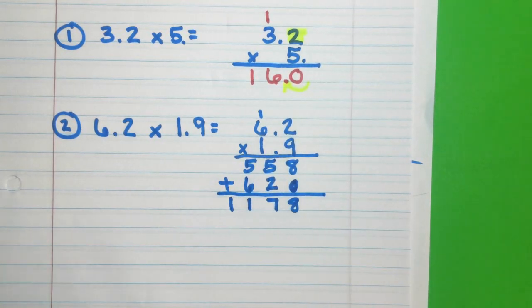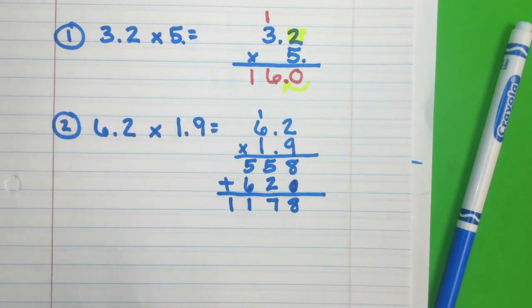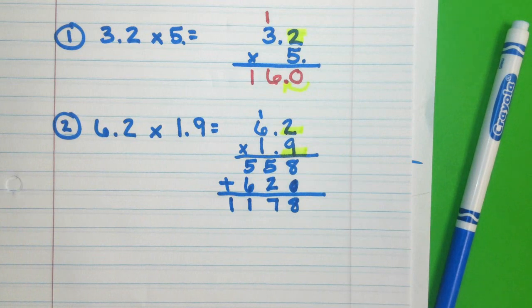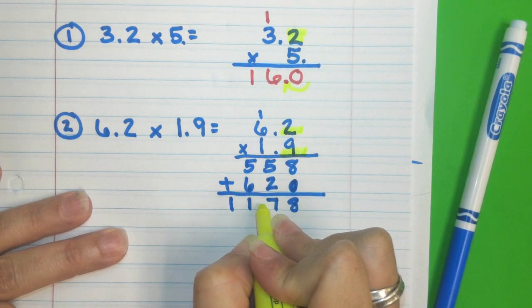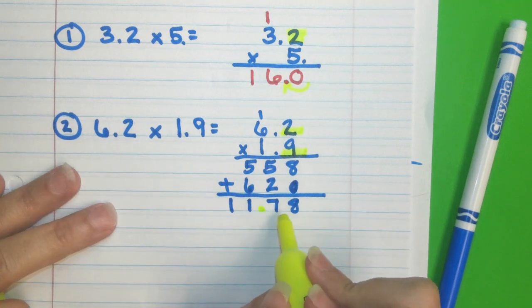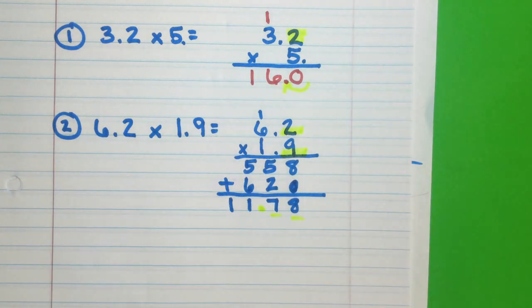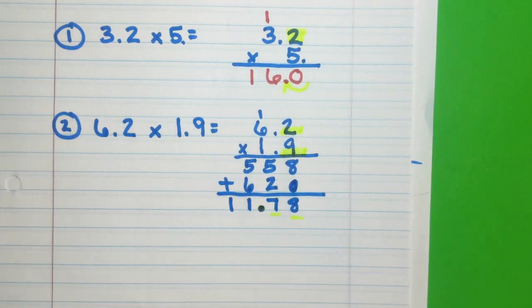Here's what I'm talking about. Don't bring that decimal straight down. Listen, there are 1, 2 numbers behind the decimals. So where should it go? In between the 1 and the 6. You got it, right there, because we need 2 numbers behind the decimal. Good so far? Easy breezy?